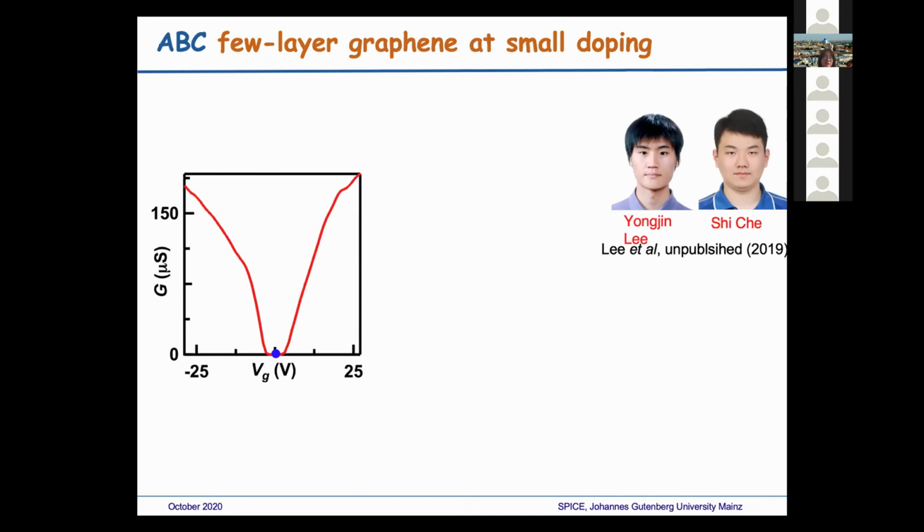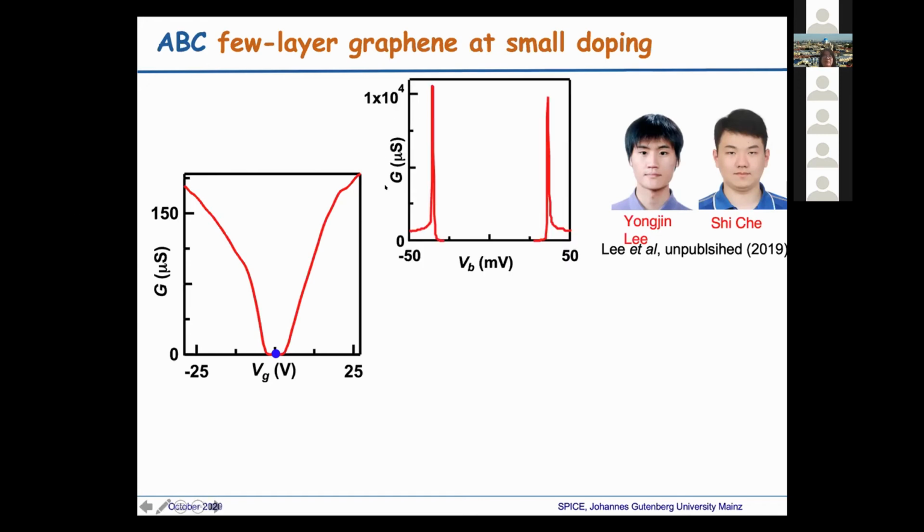So here is the conductance as a function of gate voltage. Right at the charge neutrality point, it's a very good insulator, and now we perform the nonlinear IV measurements. So this is what we obtain. This is the conductance dI/dV, and we have very sharp peaks. This is a trilayer, so the gap is roughly about 40 millielectron volts.